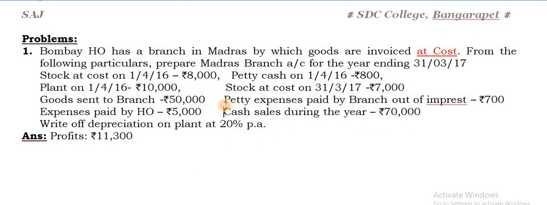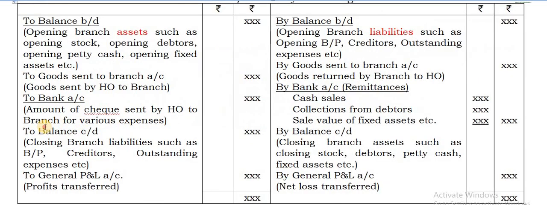Next, petty expenses paid by the branch out of imprest. This is the key term for us. Be careful. When it is imprest, the opening balance and closing balance are maintained. See, petty cash is how much opening balance? 800. So the closing balance of 800 must be maintained. Then where should we take this 700? Assume this is the amount of expenditure which is being sent by the head office to the branch. Though it is being paid by the branch, no doubt, for this the amount is being sent by the head office. Therefore, it will be taken on the debit side like this.